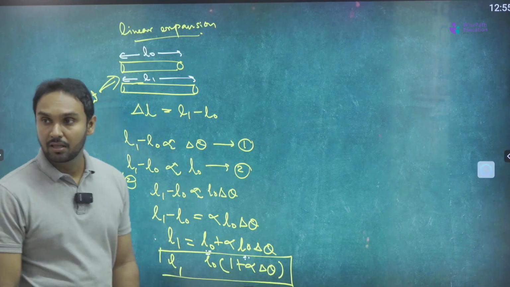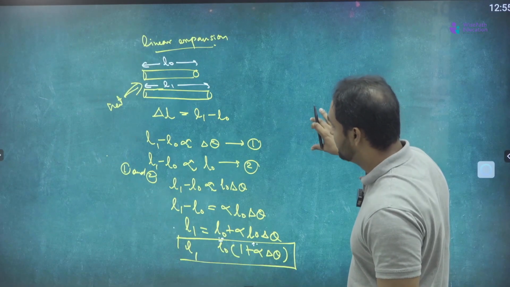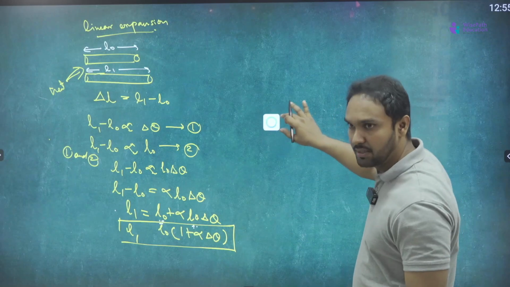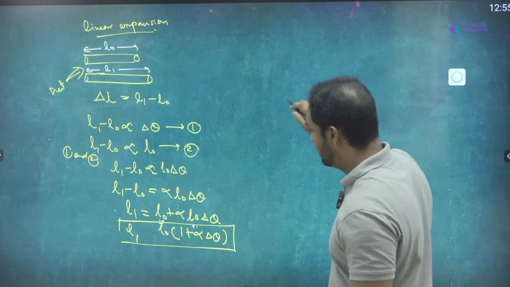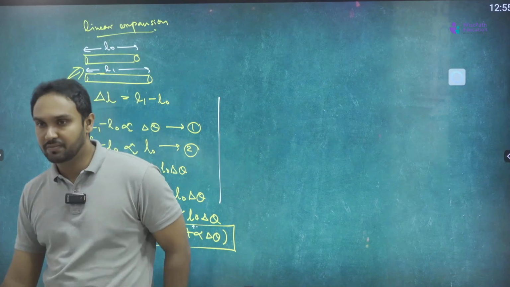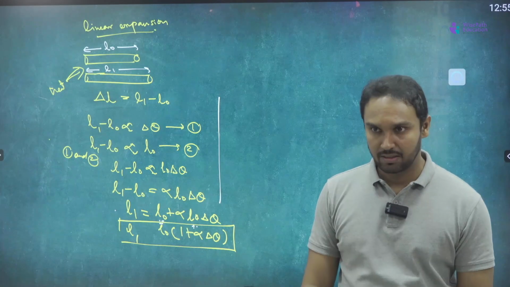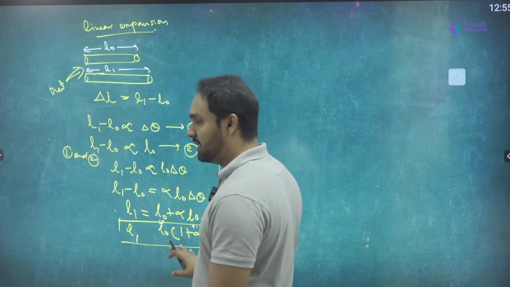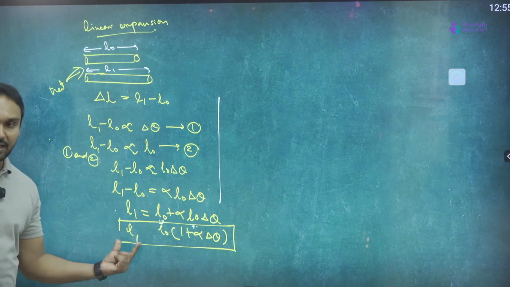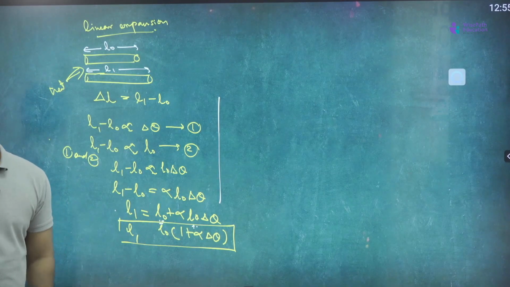Understood? You don't have to know how to derive it. Just the final equation is enough. The derivation is just for your knowledge, so that you understand how it happened. So remember the equation, that is enough. And this is the final expanded length, or the final complete length.